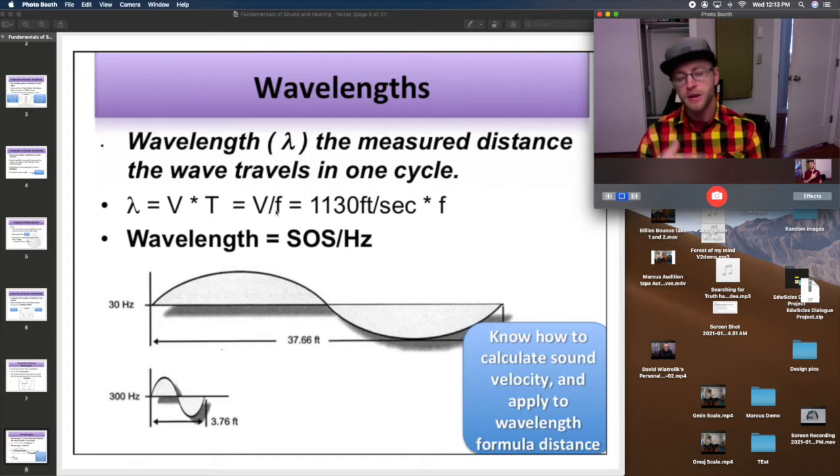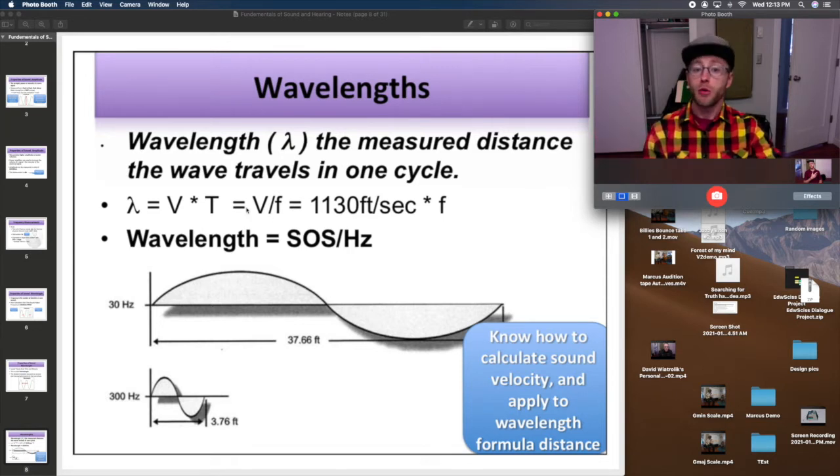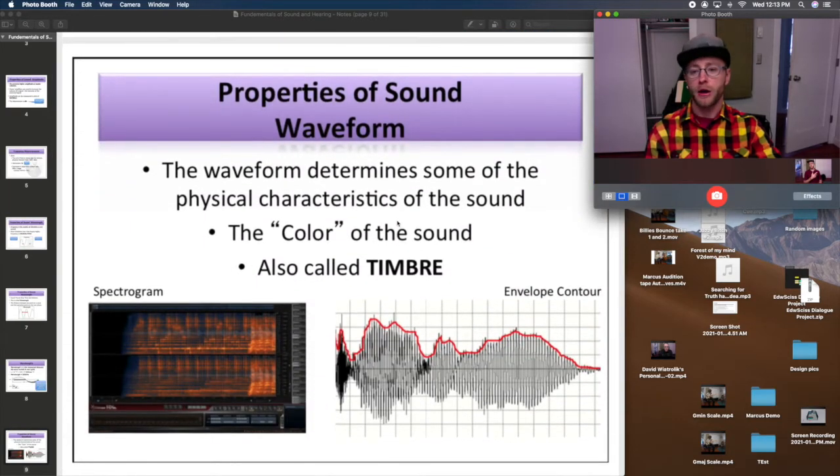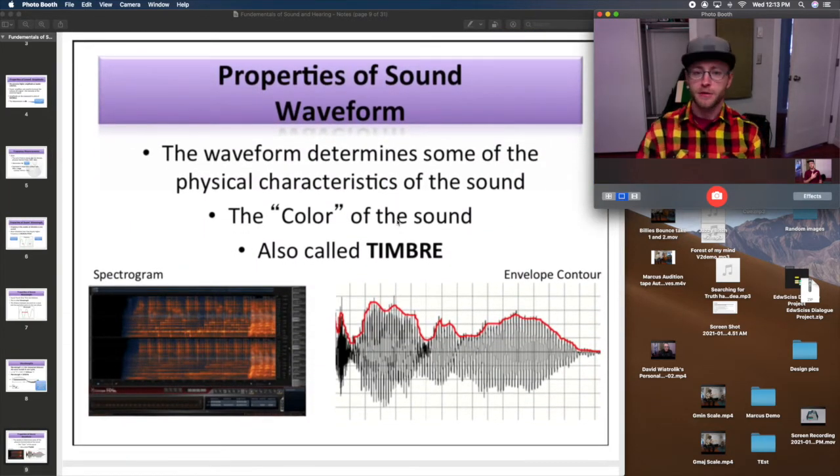So anyway, these things factor into the tones of rooms and how certain frequencies might need to be cut or boosted to make a room sound more even for mastering and mixing and listening critically to sound. Okay, moving on. Another aspect of sound in the waveform is timbre.